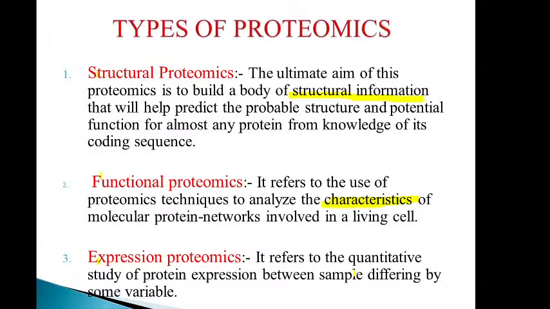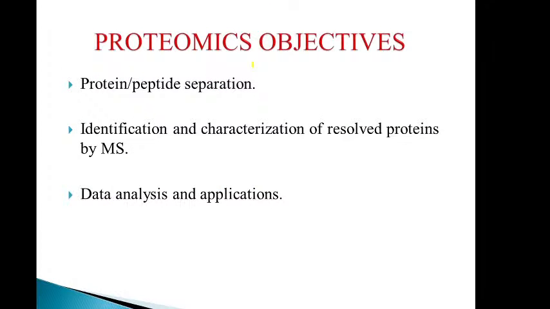It refers to the quantitative study of protein expression between samples differing by some variables. In expression proteomics, expression means that when we are adding something, or doing some type of chemical reaction, we have to know the expression. For example, when we add something to a solution, there is some change in the color. So it refers to the quantitative study of protein expression. These are the types of proteomics, or the study of the proteins.